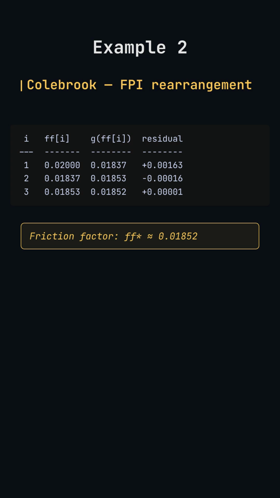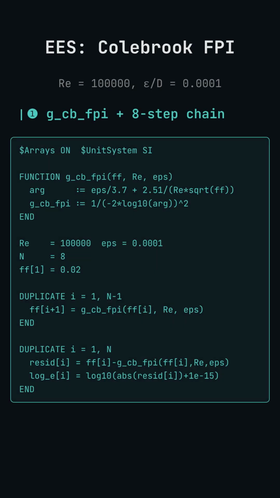The Colebrook FPI rearrangement is the standard trick used in piping codes around the world. The function g underscore cb underscore fpi implements the fixed point rearrangement. An intermediate variable, arg, breaks the long formula into 2 readable lines.